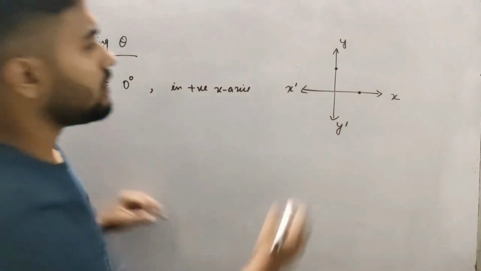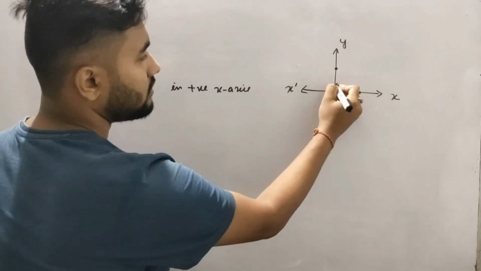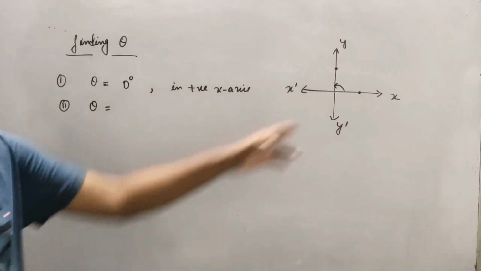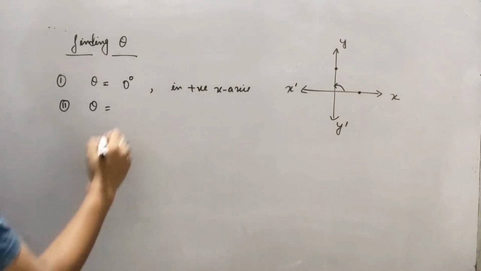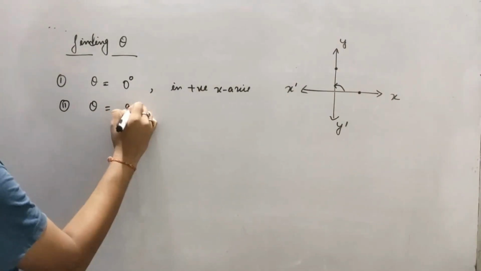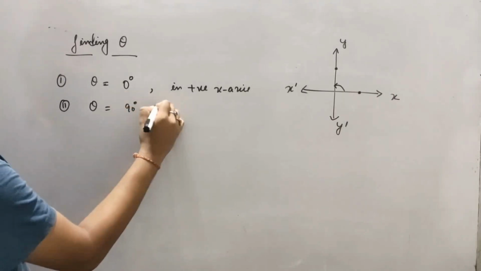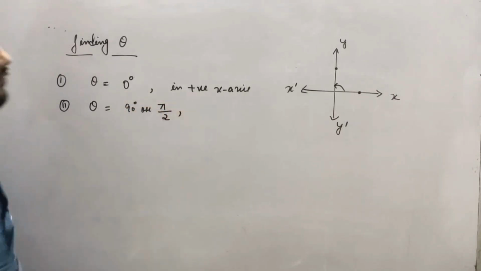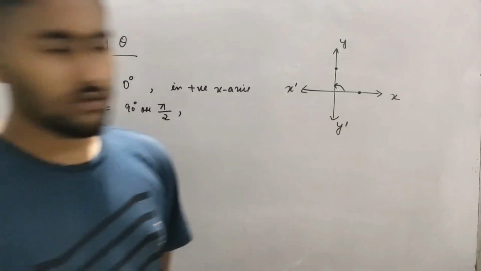So you will say that this is 90 degree, right? Over here what is the angle? 90 degree. So we will say the value of theta is 90 degree, or we can write it as pi by 2. What is pi? This is radian measure.